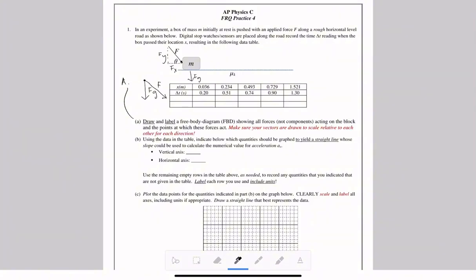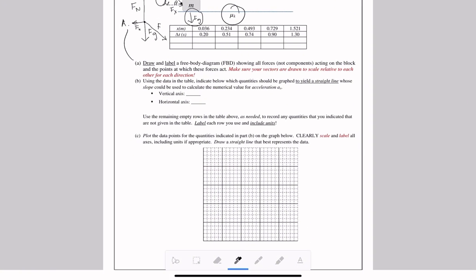But since we know that the block is moving on the floor, we also know that all the downward forces, so Fg and Fy, must equal the upward force, so Fn. We also see that there's friction here, so we can just add an Fk.